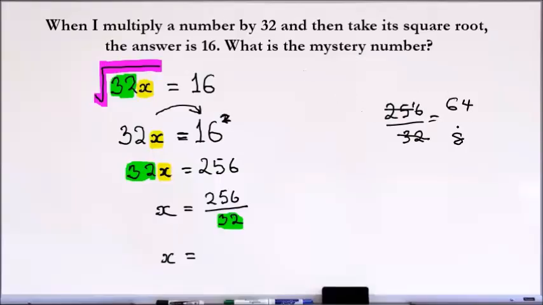That will be, yes, 8 in 64. Now that will be 8 here. 1, 8 times 8, 64. So our answer here will be 8 over 1, and 8 over 1 is 8. So 256 divided by 32 will give us 8. Now the mystery number we're looking for here is 8. Beautiful.